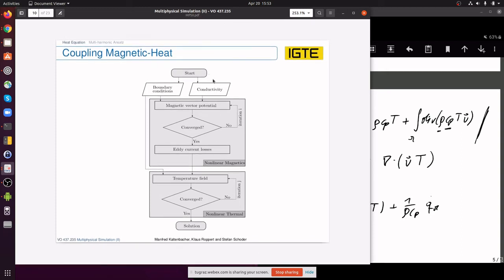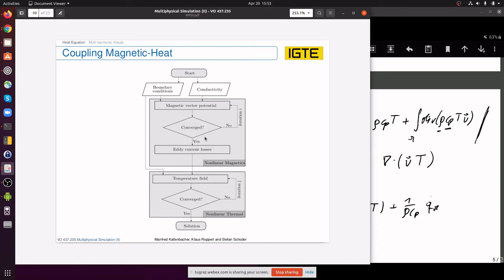So if we don't have solution dependent electric conductivity, we can simply set it to a fixed value and perform one magnetic step, which can be nonlinear. So it can have a solution dependent magnetic permeability. So we're iterating here on how we solve that. I will show you in a few minutes.